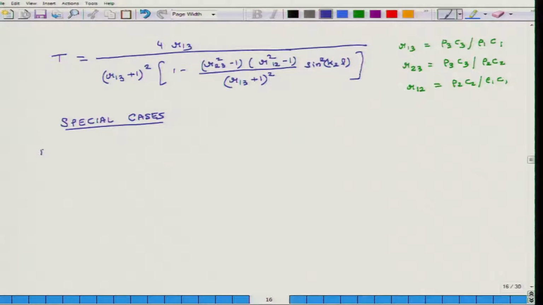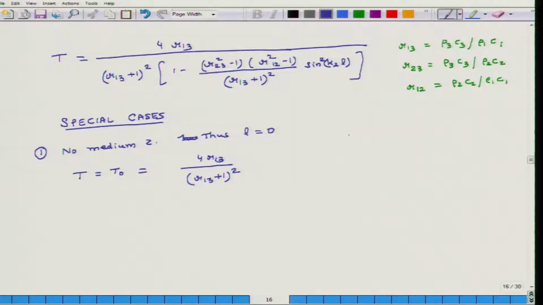So here there is no medium 2. Thus L equals 0. So when L is equal to 0, then T is equal to T0, and this equals, in the numerator I still have 4R13 divided by R13 plus 1 whole square. Okay. Let us plot this.